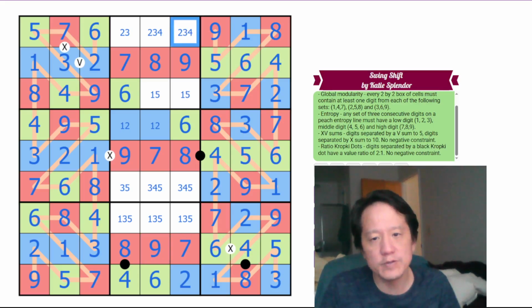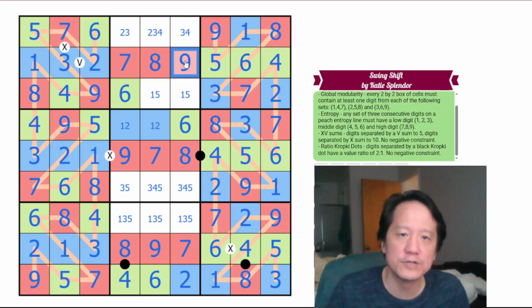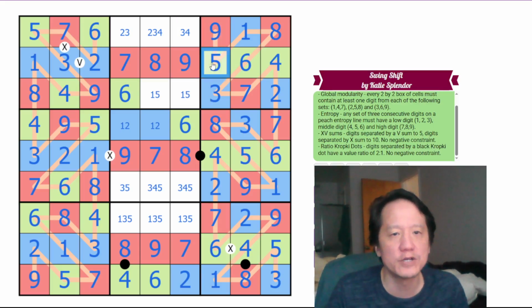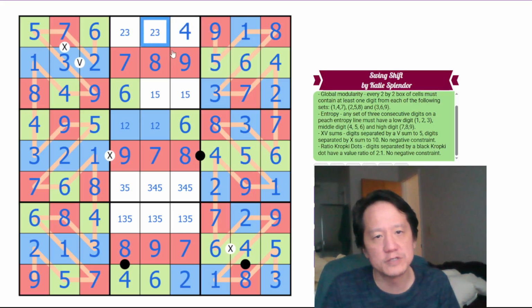This cannot be 2. Both of these are 0 modulo 3. This is 2 modulo 3. Therefore, this must be 1 modulo 3, so it's a 4. Which means this can't be 4.